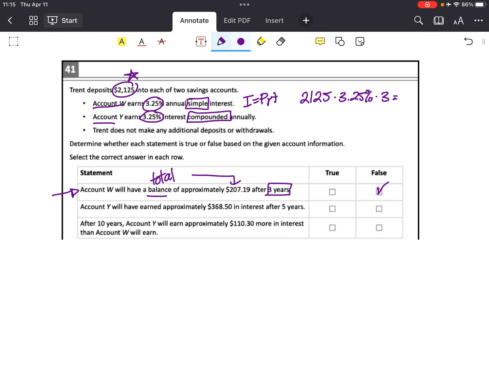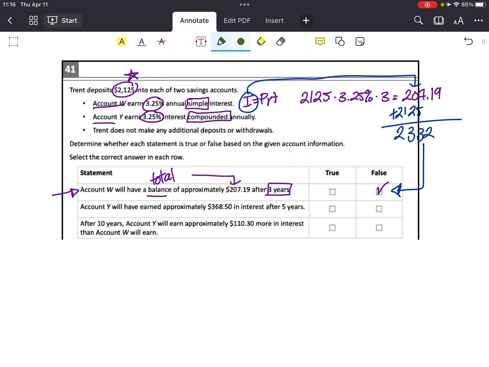When you do that, you would get an answer of 207.19 rounded. This, what you calculated right here, is just your interest based on that formula. So if you wanted to know the total, you would have to add your initial $2,125, and that would give you an answer of $2,332. So therefore, this was false.